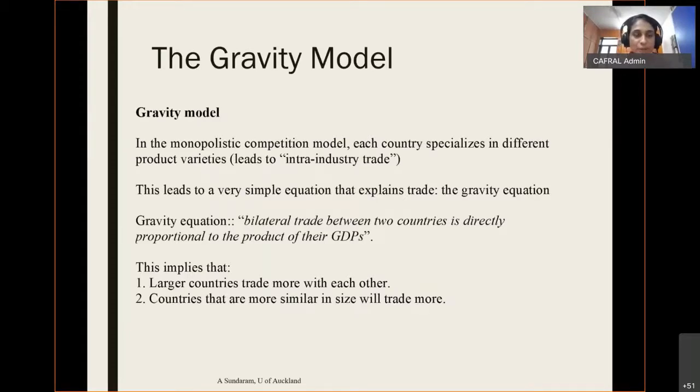So the Krugman monopolistic competition model is one of the first theoretical foundations for the gravity model, and it implies that larger countries are going to trade more with each other, and countries that are more similar in size are going to trade more with each other. Okay? So that's one foundation.